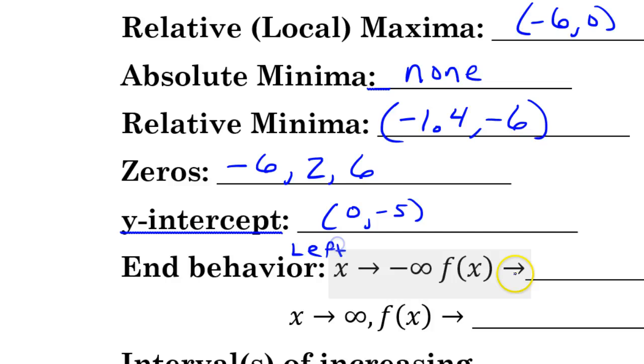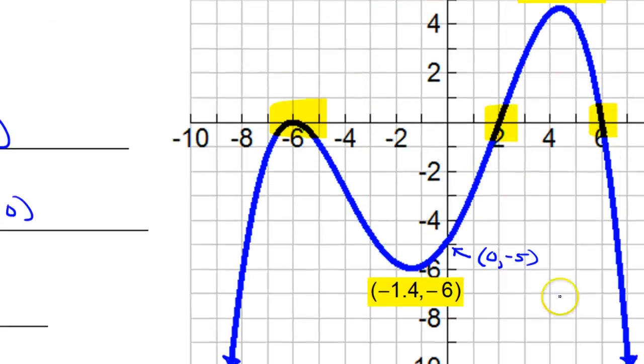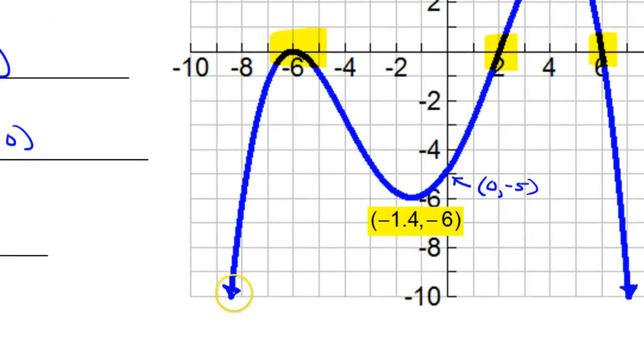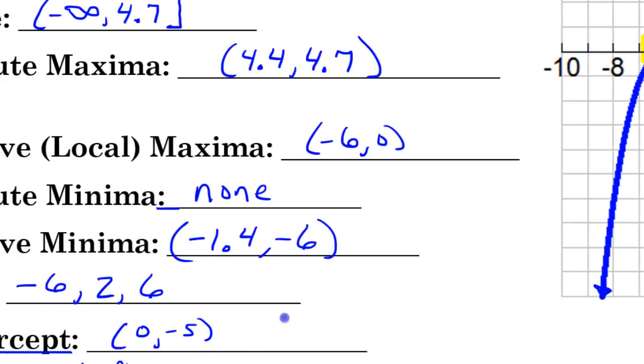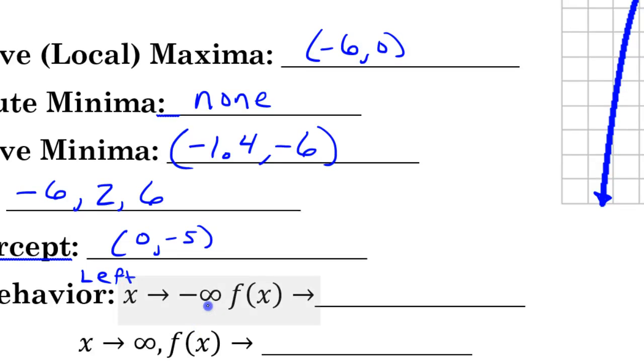Okay, and they're asking what happens to the function. So on the left, this graph falls. As we go to the left, the function ends up falling, so that's negative infinity. So as x approaches negative infinity, as we go to the left, the function approaches negative infinity. It falls. What about as we go to the right, which is what this means?